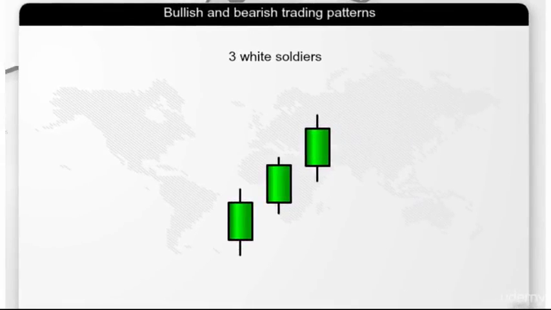3 white soldiers. This is a 3-candlestick reversal pattern that indicates only a bullish trend. All 3 candles are green, with the second one closing above the closing price of the first candlestick, and the third one closing above the closing price of the second candlestick.